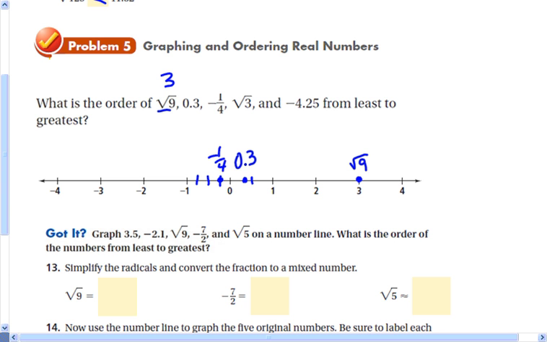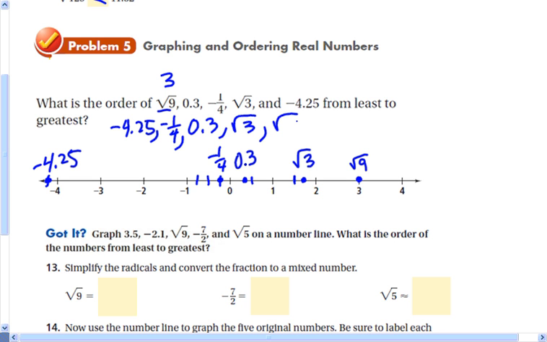Negative 1/4, if I split the distance from 0 to negative 1 into 4 parts, then I can find negative 1/4 right there. And the square root of 3 using a calculator equals 1.732. So here's 1.5. So about maybe there, 1.732. There's the square root of 3. And negative 4.25, that's a little bit past negative 4, a quarter of the way. So if we order these from least to greatest, we're going to start with negative 4.25, then negative 1/4, then 0.3, then the square root of 3, and then the square root of 9.